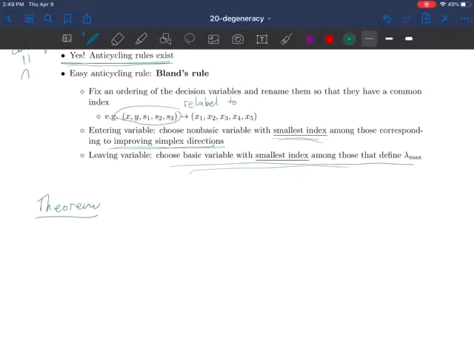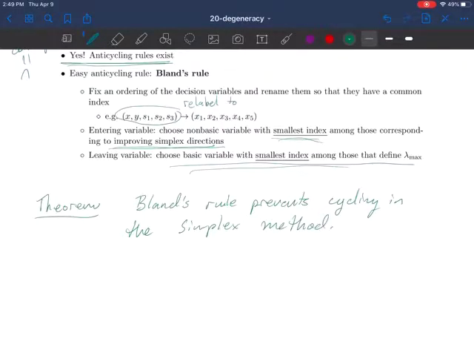Turns out, and I'm just going to state the theorem, that Bland's rule prevents cycling in the simplex method. I'm just going to state it.